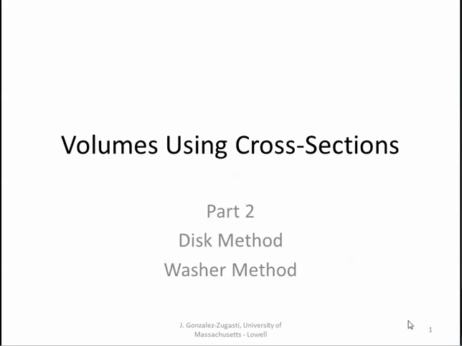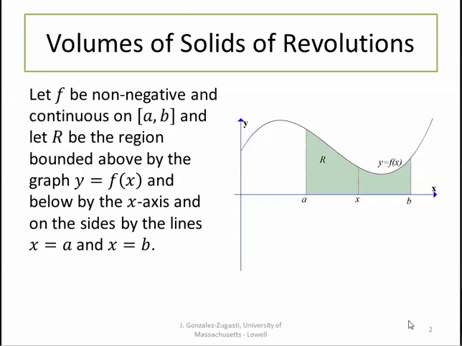Volumes using cross sections. In the previous video, we talked about finding the volumes of a solid using the slicing method. In this video, we're going to talk in particular about volumes of solids of revolution. For this, we're going to let f be a non-negative and continuous function on the interval [a, b], and we'll let R be the region bounded above by the graph y equals f of x and below by the x-axis, and also on the sides by the lines x equals a and x equals b.